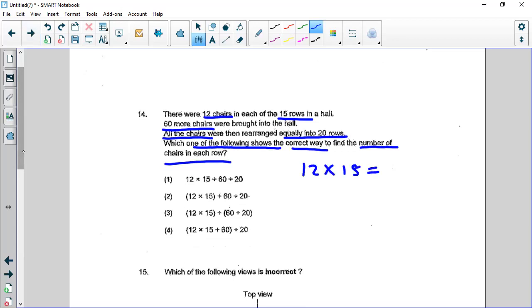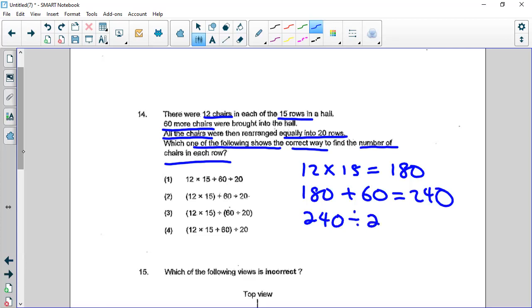So let me just quickly use my calculator and take note of the steps. The first step is to multiply. So after you multiply already, you get how many chairs, right? Then what's the next step? The next step is to add 60 more chairs, and then you get so many chairs in the end. And then what's the last step? You take all the chairs and you rearrange them equally into 20 rows. So you divide by 20. And of course, you will get 12 chairs in one row.